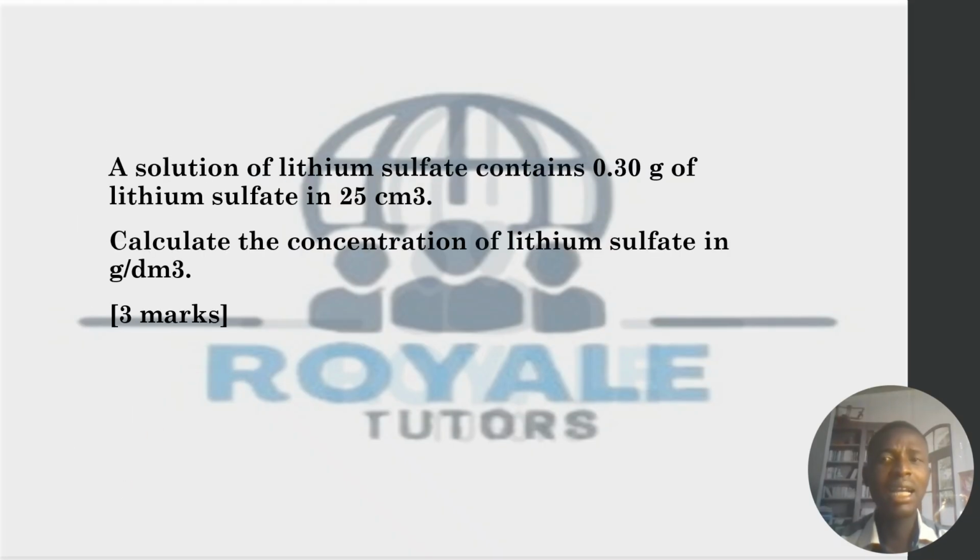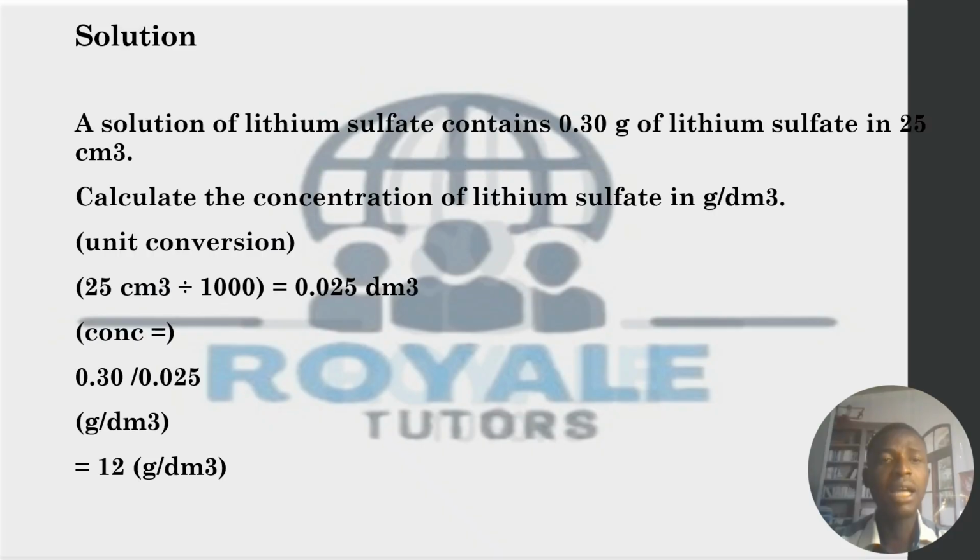Okay, let's take a look at the last question for this particular slide. A solution of lithium sulfate contains 0.3 grams of lithium sulfate in 25 centimeter cube. Calculate the concentration of lithium sulfate in grams per dm cube. Take note of this: it has to be in grams per dm cube. So don't forget.